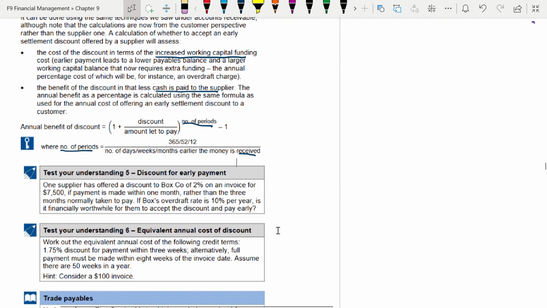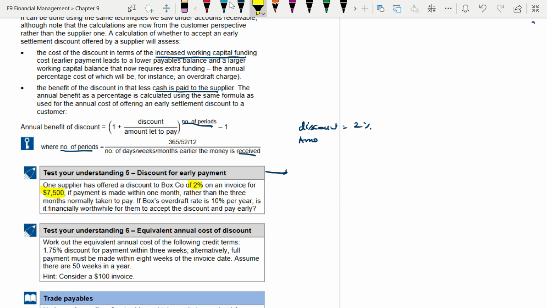Now, what they are saying is that one supplier has offered a discount. Write down immediately: the discount is 2%. The invoice amount is 7,500. If the payment is made within 1 month, rather than the 3 months normally taken, the discount applies.